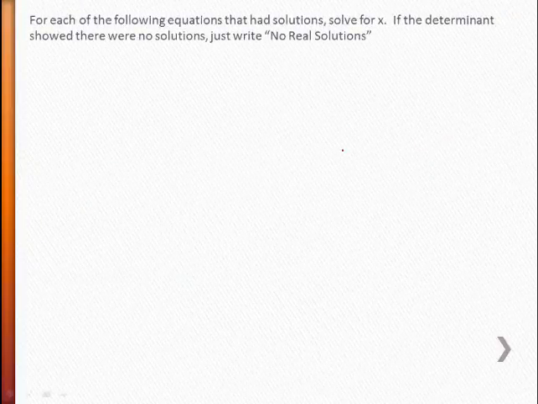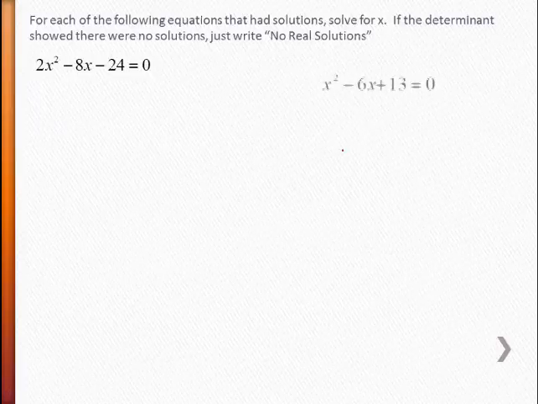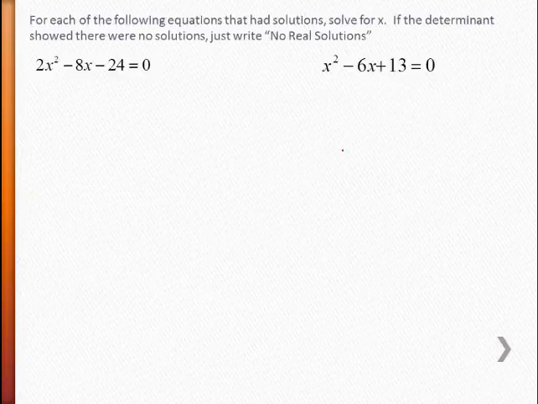Okay, we're going to take these same equations now, and we're going to solve them.